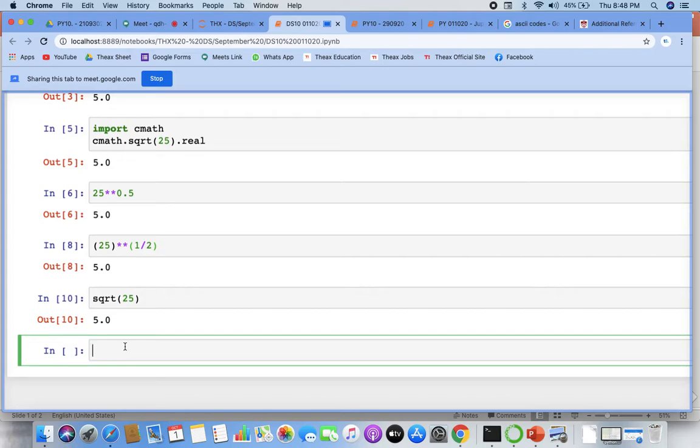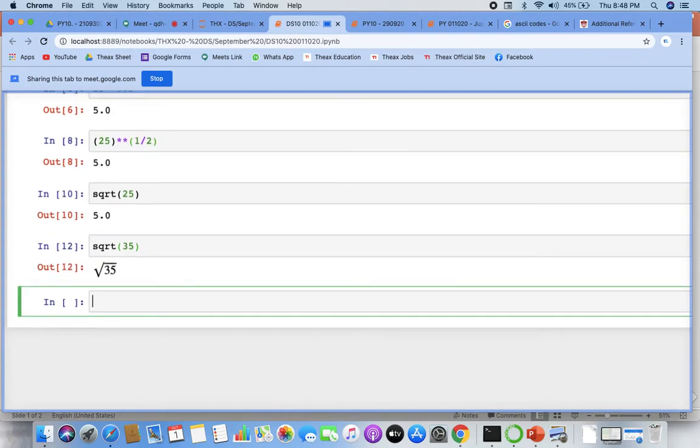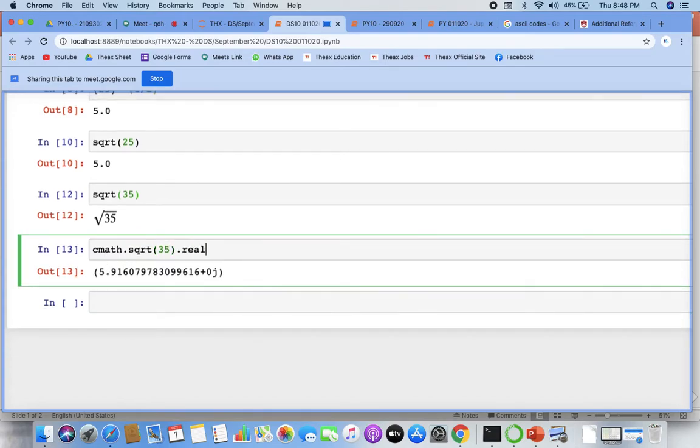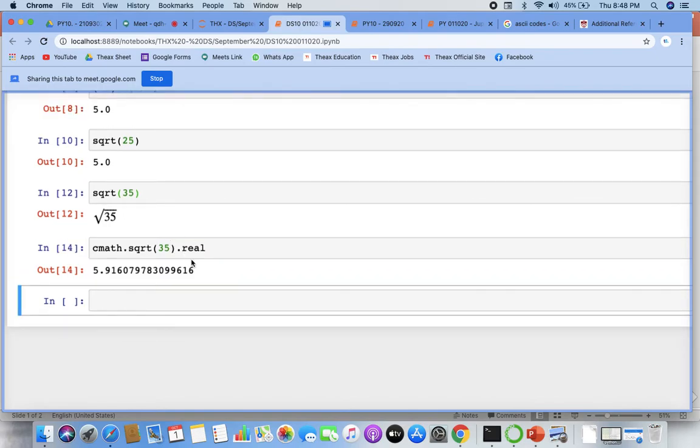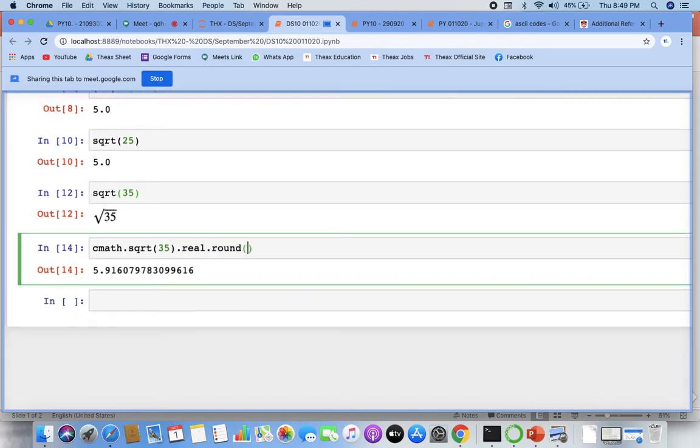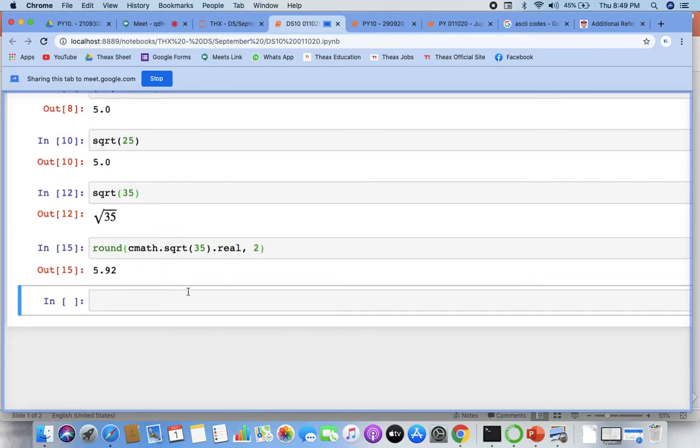Now, these are all with 25, that's a perfect square. What if a number is not a perfect square? Let's talk about what the square root of 35 would be. Some value would be there, obviously. If I say cmath.sqrt of 35, some value .real, and .round off to 2. So let's round off this total number by 2. So 5.92, let's say. Understood what the function of round is?